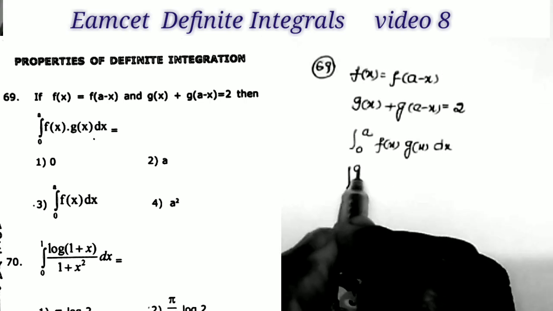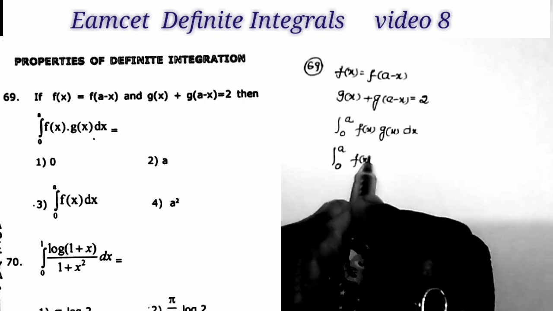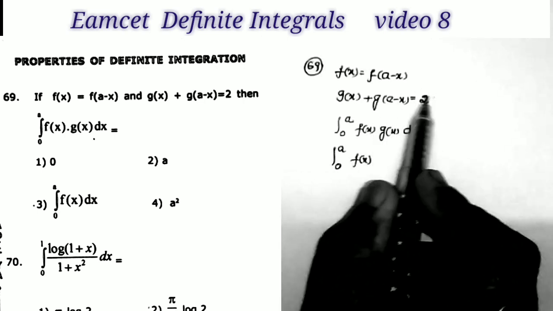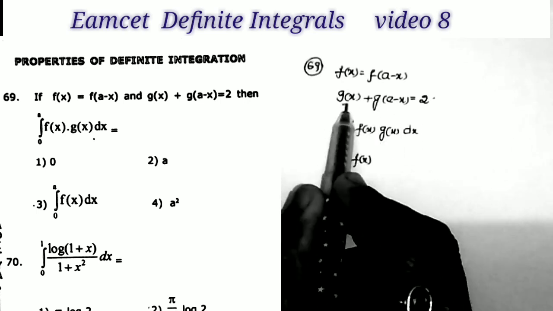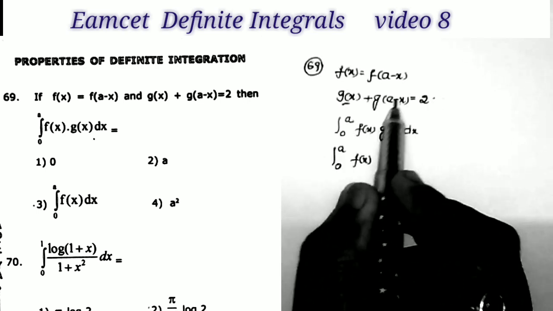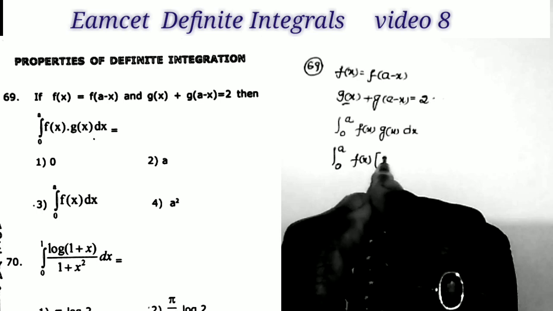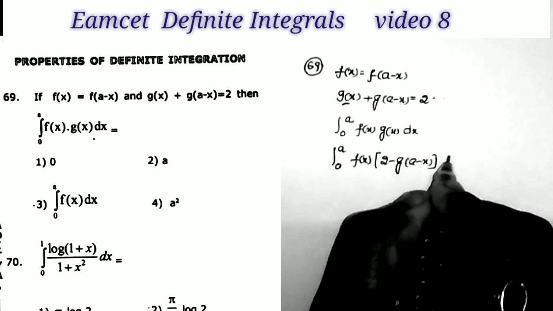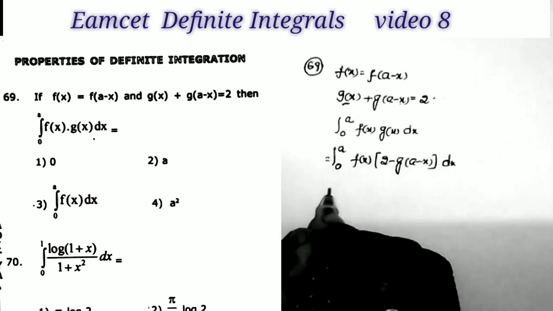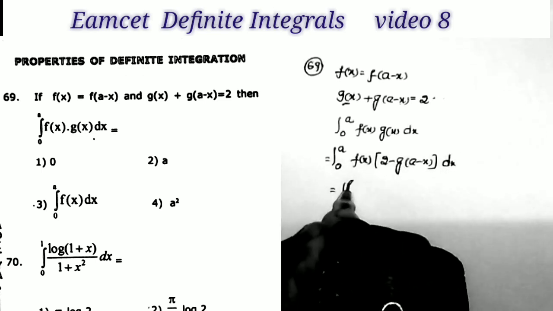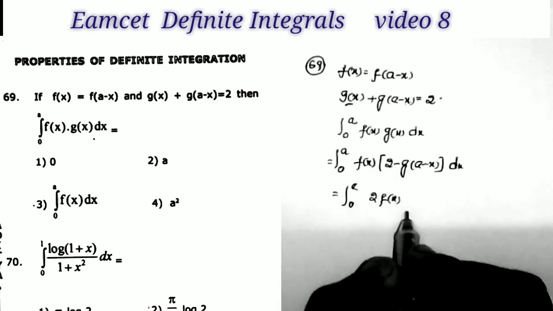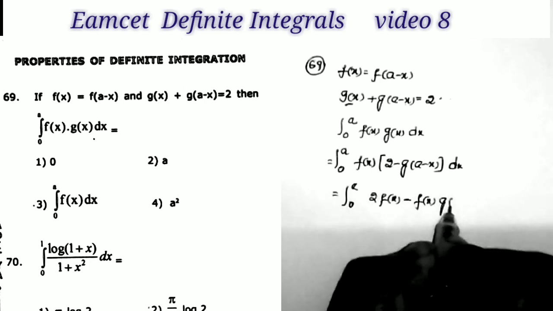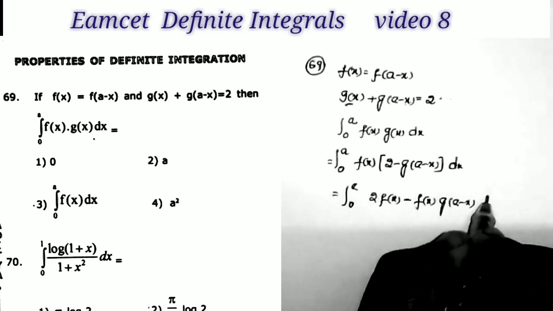So first we take here f of x into, what is the g of x value? 2 minus g of a minus x. From this equation, g of x is equal to 2 minus g of a minus x. I am writing that value here, 2 minus g of a minus x into dx. Okay, and this is equals to integral 0 to a, multiplying the values here. So this is 2 into f of x minus f of x into g of a minus x into dx.